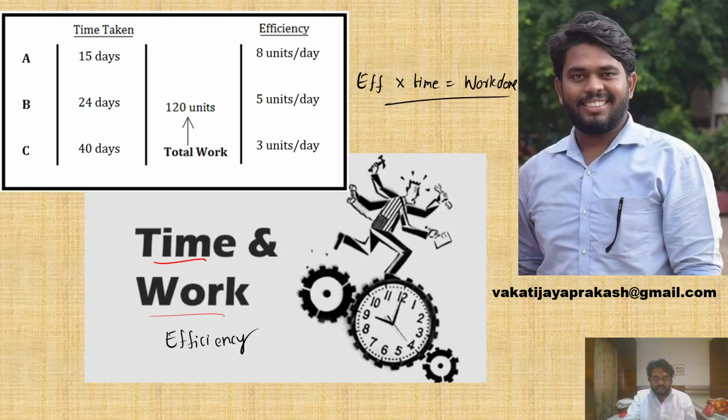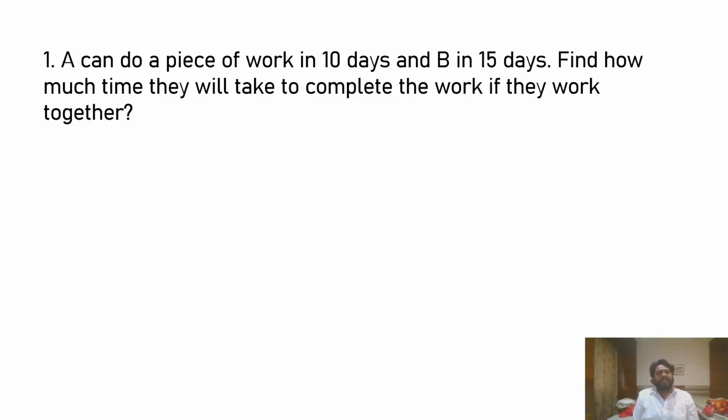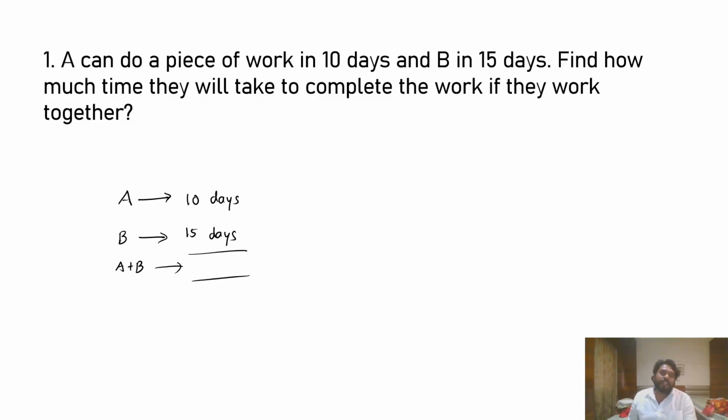This is the first question, guys. The first question says A can do a piece of work in 10 days, B in 15 days. Find how much time they will take to complete the work if they work together. So what is given: there is a person A who can complete a work in 10 days, and another person B who can do the same work in 15 days. What if they both work together? In how much time are they going to complete the work? That's the question.